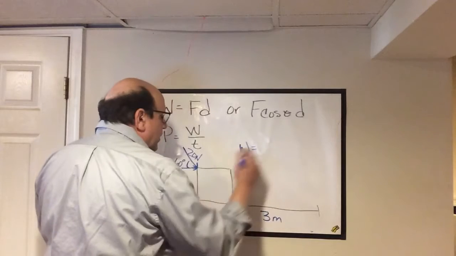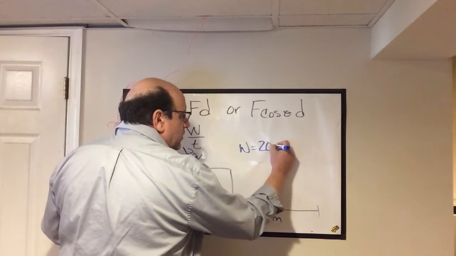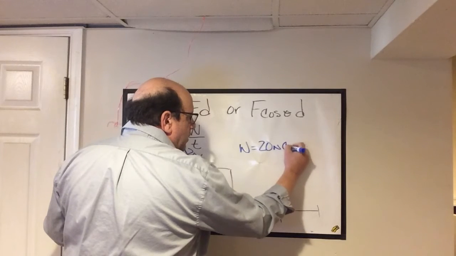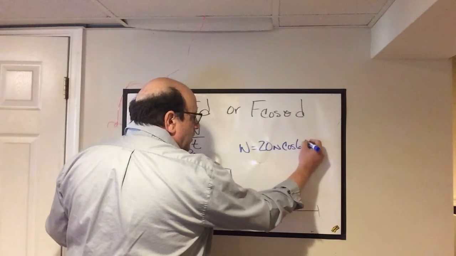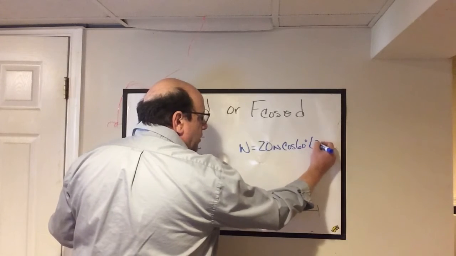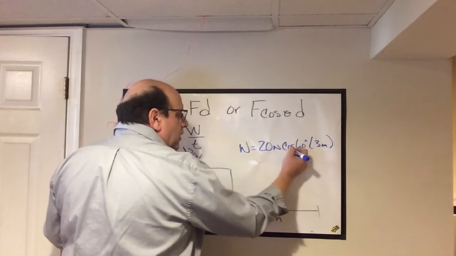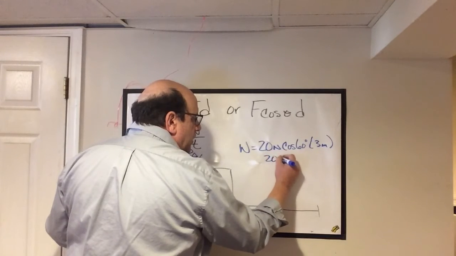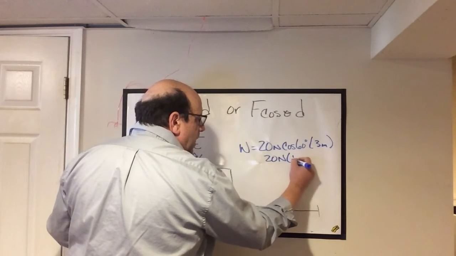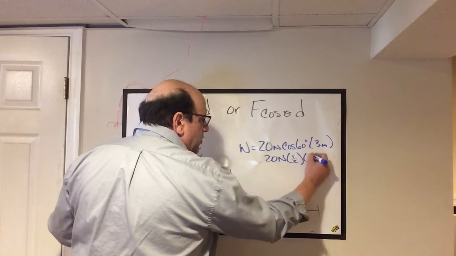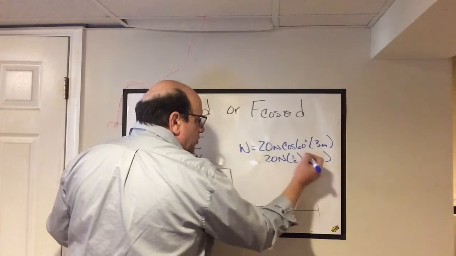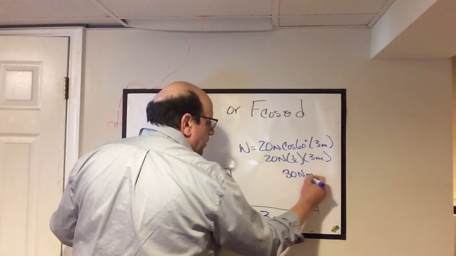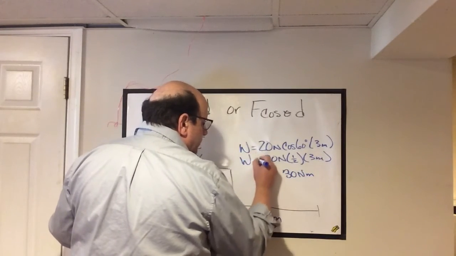So let's just go ahead and write it in. 20 newtons times the cosine of 60 times 3 meters. The cosine of 60 is a half, so 20 newtons times a half times 3 meters is just going to give me 30 Newton meters of work.